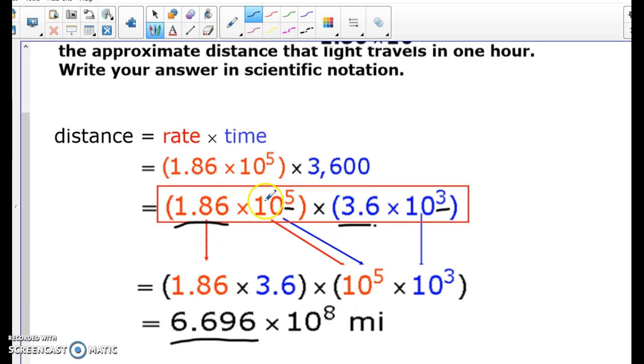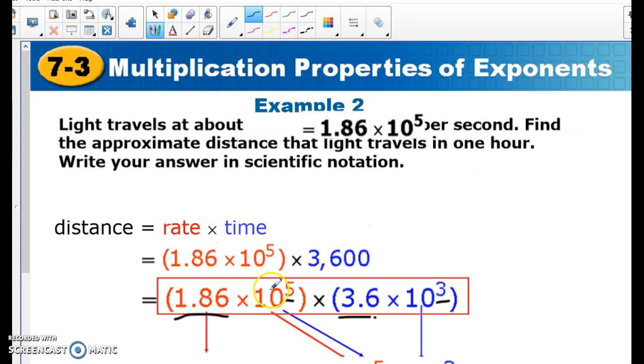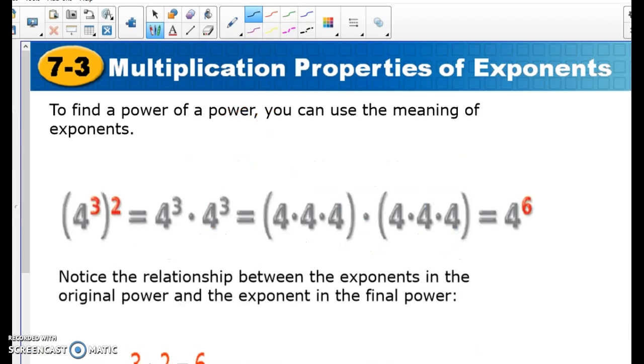So some of you might be saying, well, what's the difference from this to the other problem? Well, it's because of this multiplication right here. So I'm going to multiply this 1.86 times the 3.6, since I really have different groups here. Like here, I wouldn't multiply and get 9 to the 7th power. That's not the same. I have 2 groups of 3, 5 groups of 3, compared to here, where I have 5 groups of 1.86 and 3 groups of 3.6. That's not the same. I just can't lump them all together. So that's why you have to multiply them first before you multiply them together.